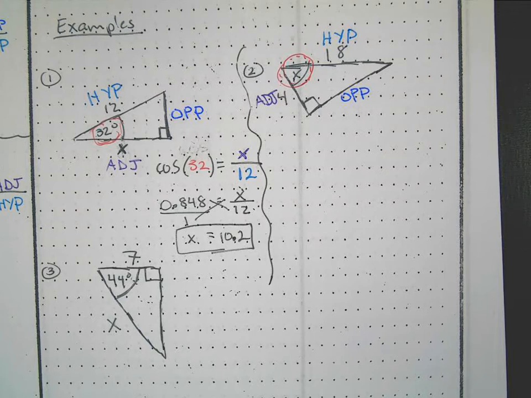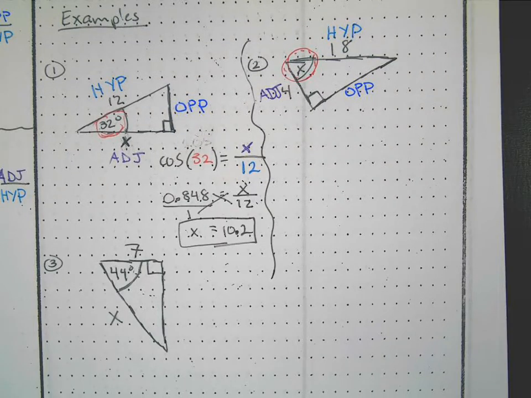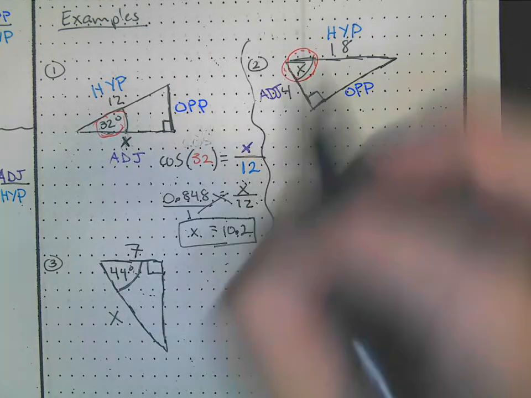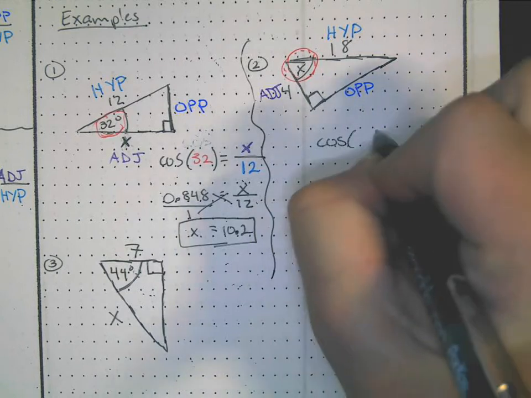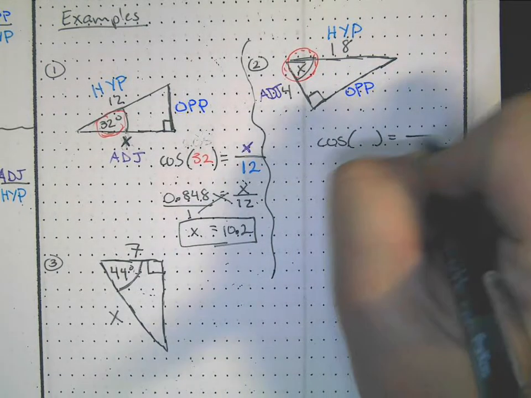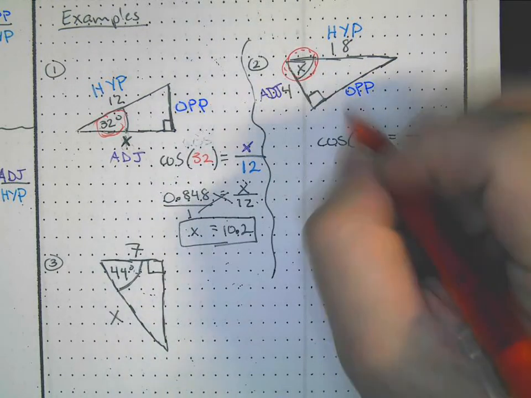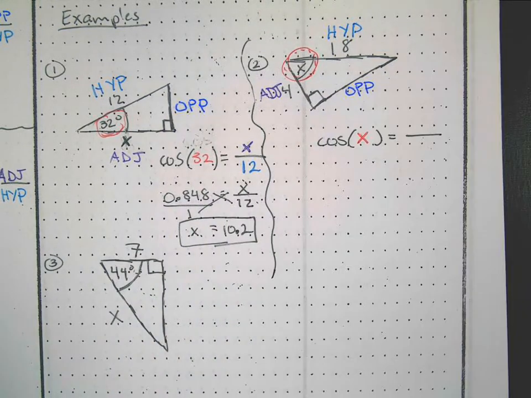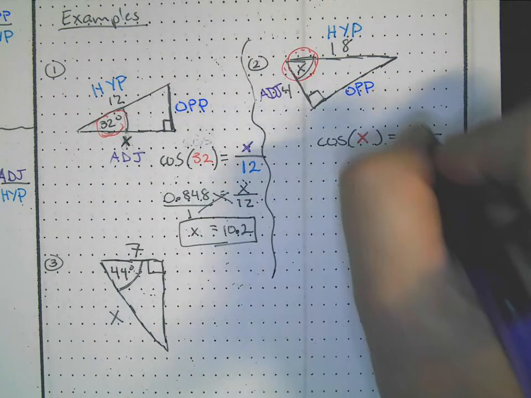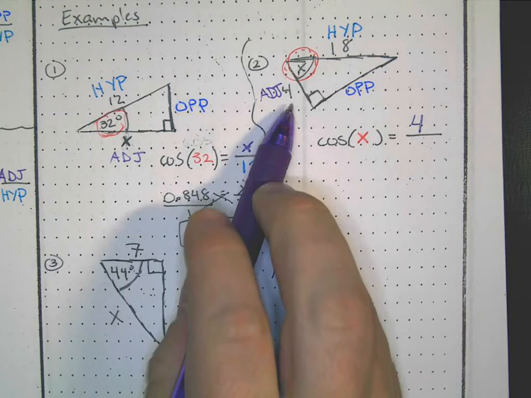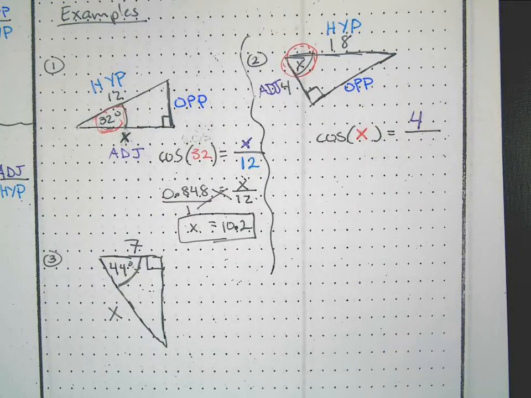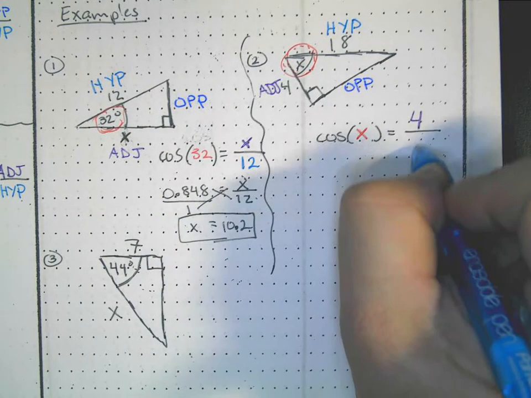Now let's set up our cosine. So we know we're going to do cosine of our focus angle is equal to adjacent over hypotenuse. So my focus angle is my x. We don't know that. That's what we're going to be trying to solve for. And then my adjacent was 4. The adjacent is 4 and the hypotenuse is 18.